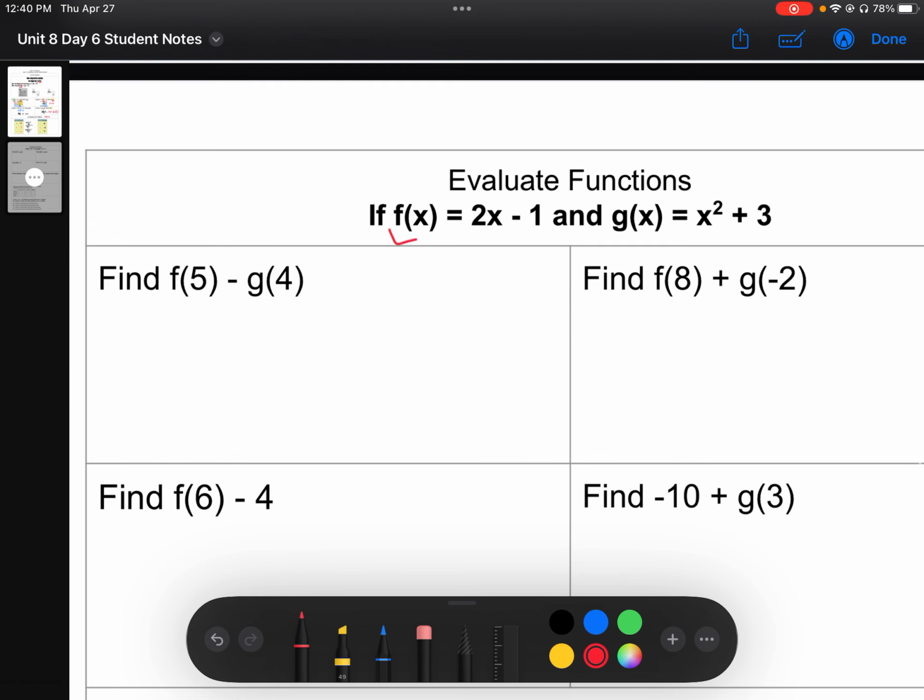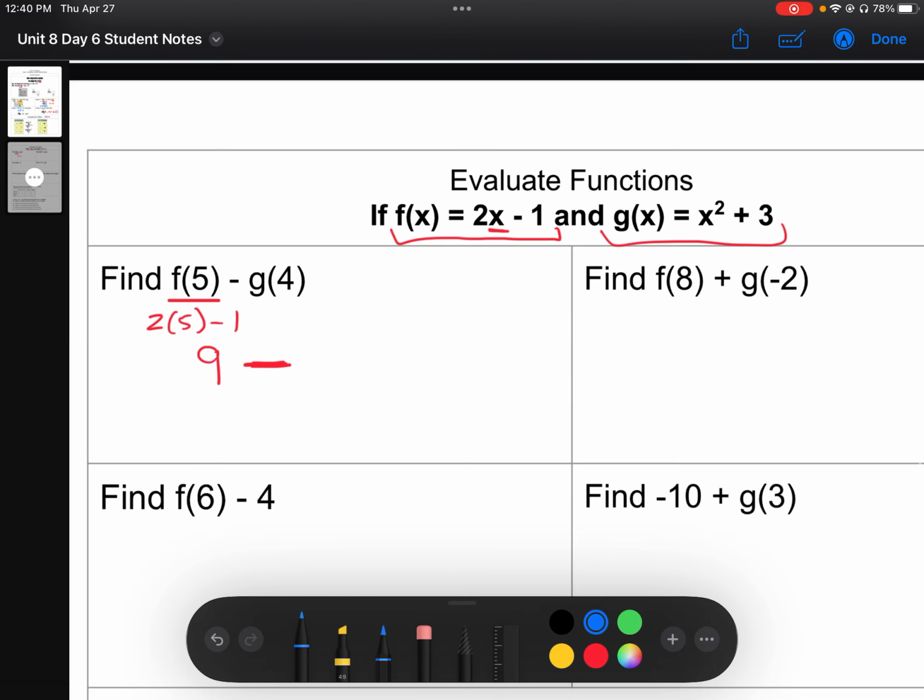We're doing, if f of x is this and g of x is this, let's go ahead and evaluate. So first we're going to find f of 5. So plug in here. So 2 times 5 minus 1. So that's 10 minus 1 is 9. We're taking away whatever we get for g of x. So g of x is x squared plus 3. We're plugging in 4. So 4 squared plus 3. So 16 plus 3 is 19. So now I can subtract, and we subtract at the end. 9 minus 19 is negative 10.